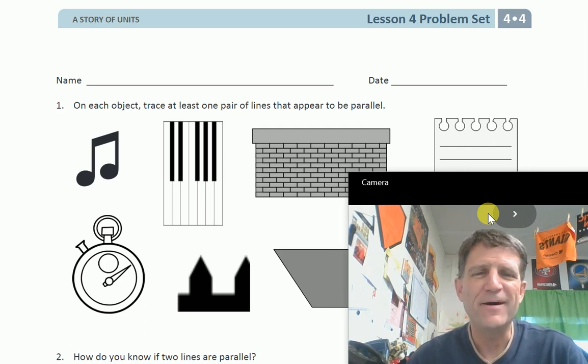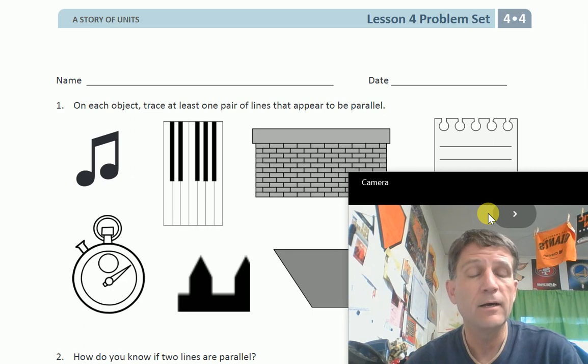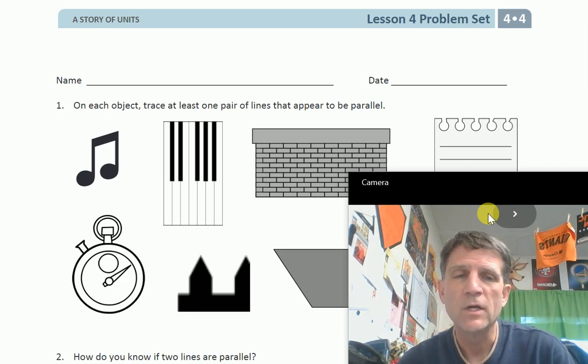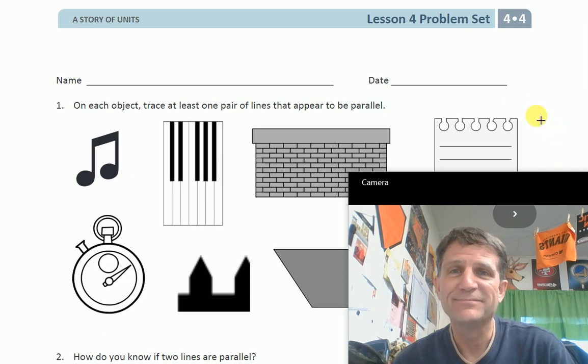Last time we did perpendicular lines, which were line pairs that had right angles. So we're looking for right angles. This time, we're looking for a pair of lines that don't intersect, never will intersect. Means they will never touch. So let's get started.